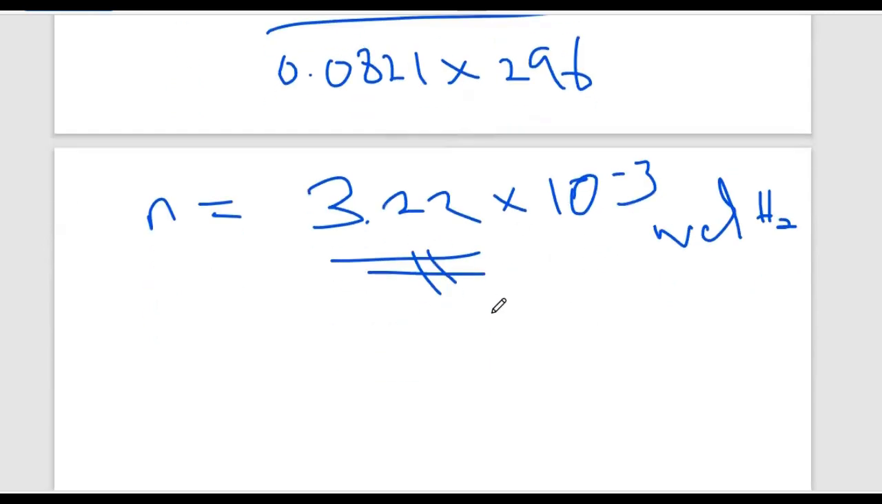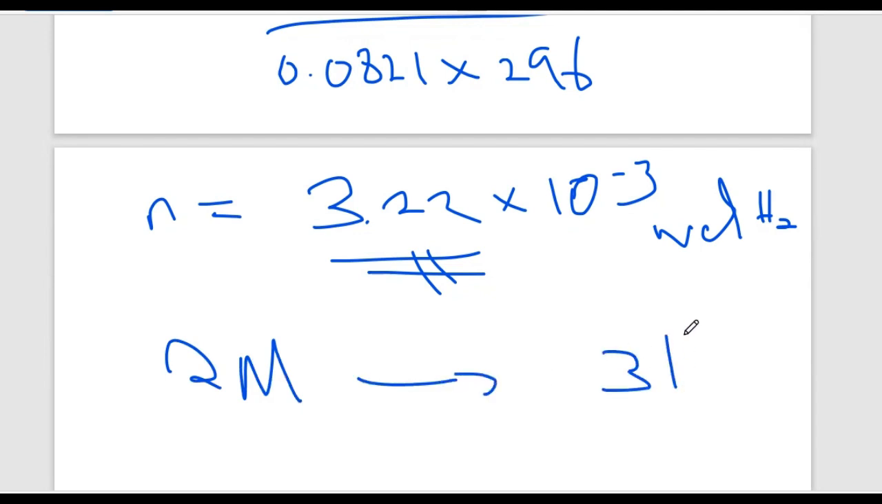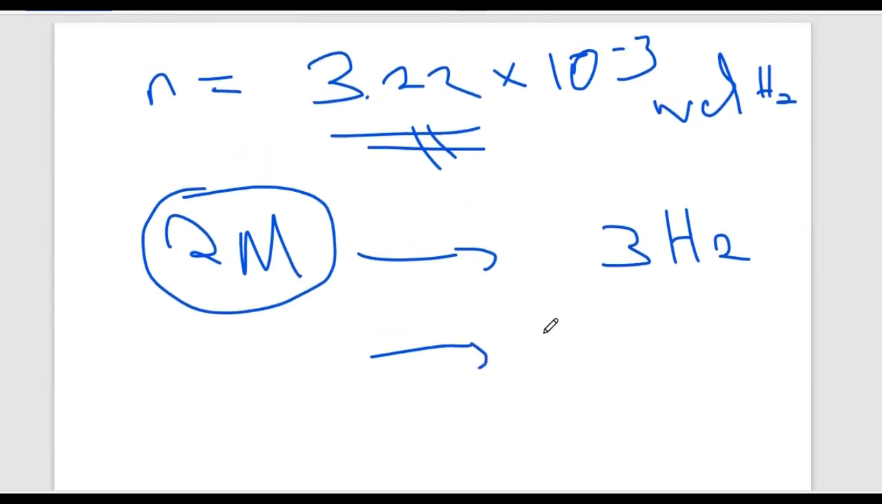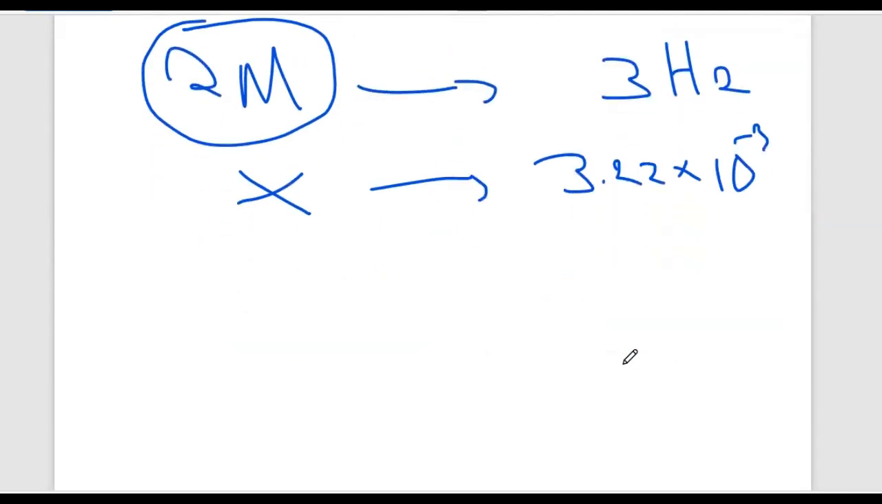Then, after finding the moles of hydrogen, we are going to get the mole ratio from the equation. From the equation, we had 2 moles of this metal M that produced 3 moles of hydrogen gas. Our aim is to find the moles of this metal using the moles of hydrogen. We have 3.22 times 10 to the power minus 3 moles of hydrogen. How many moles of metal M are we going to have? We cross multiply. The 3 multiplies the x, and you have 3x here. And on the other side, what will you have?